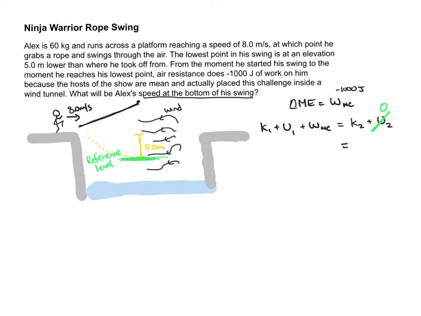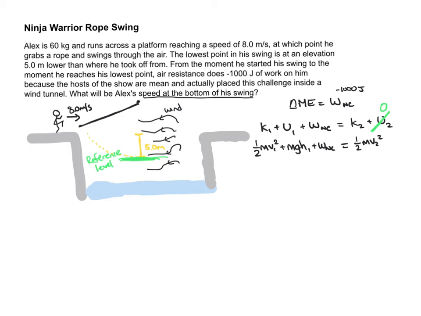So I will replace them with their formulas. So kinetic energy is half mv squared. I'll be careful to write subscripts for before and after. U is mgh. W_NC, I'm just going to leave it as that, even though I know it's negative 1,000. And then on the other side, half m v2 squared.